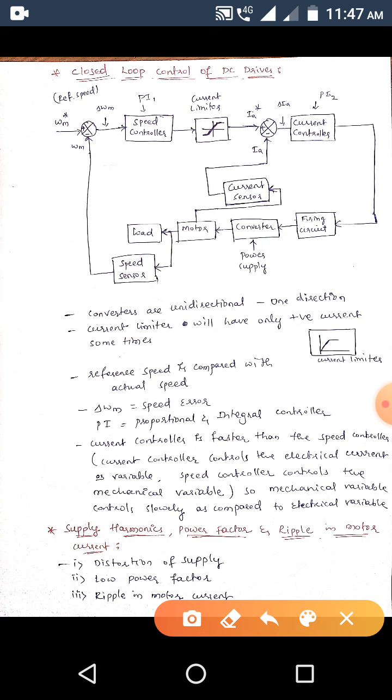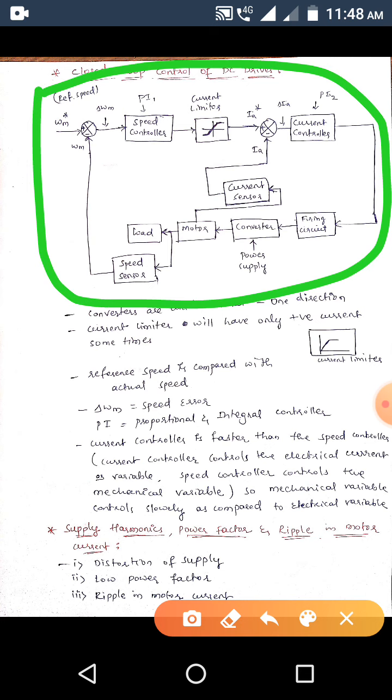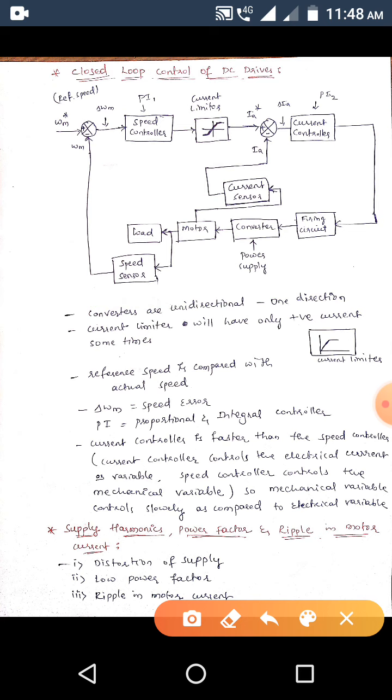The best example for a closed loop controller of a DC drive is a textile mill. We need to run the textile mill at a constant speed of 900 rpm, but sometimes it fails to maintain 900 rpm. At that time, they use this complete loop to fix the 900 rpm, so that the textile mill runs at a constant speed. That is what we are going to achieve here.